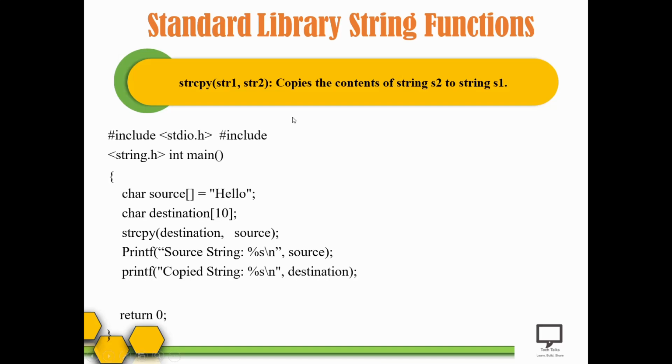This is the program where we have included string.h, and this is the source string which we want to copy into the destination. Its length is mentioned over here. strcpy is not returning anything. Its return type is void. But what it does is copy the second string's content into the first one. The second string's content, which is hello, will be copied into the destination string.